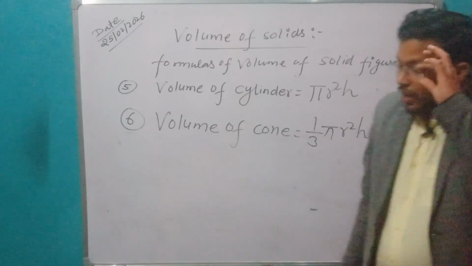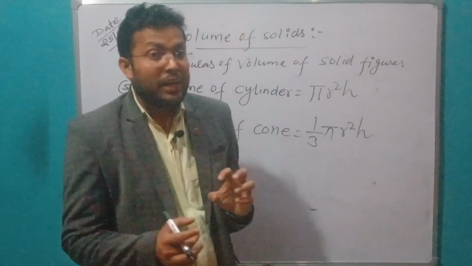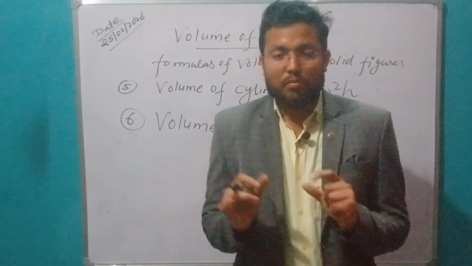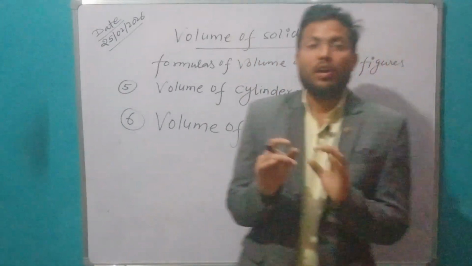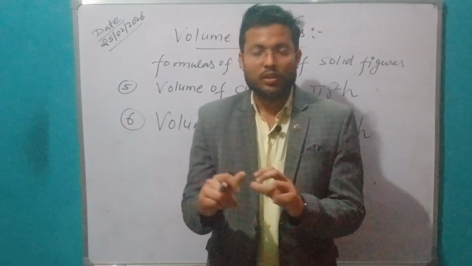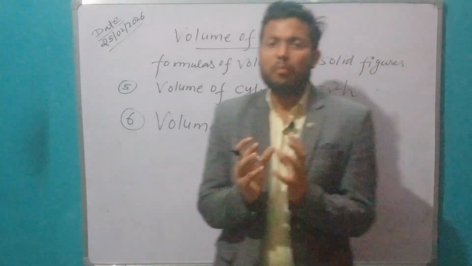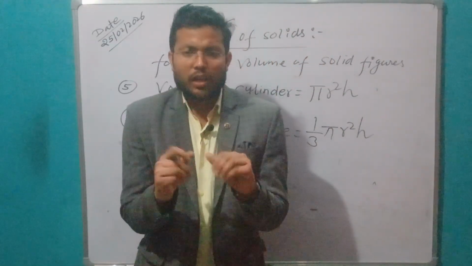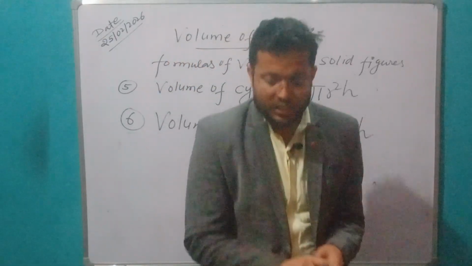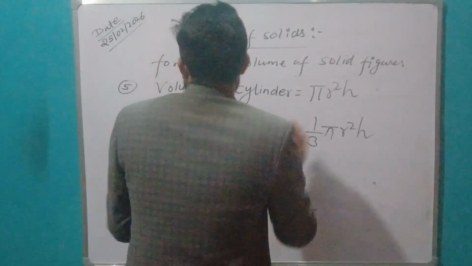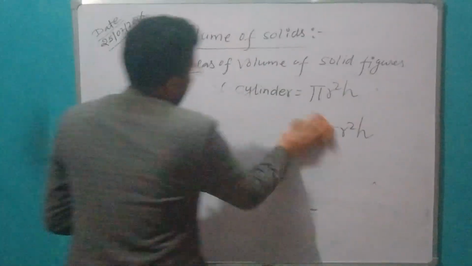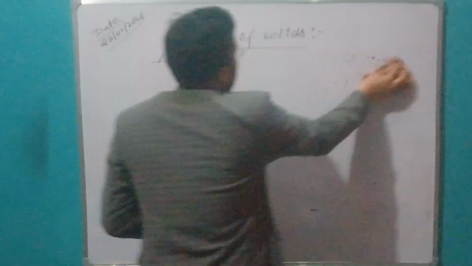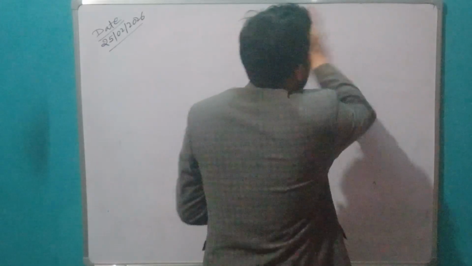Okay, then my next topic is the combination of solid figures. My main topic is how to find the volume of a combination of solid figures. First of all, I will explain the combination of solid figures. What is a combination of solid figures? How do we make one? Then, how do we find the volume of a combination of solid figures?